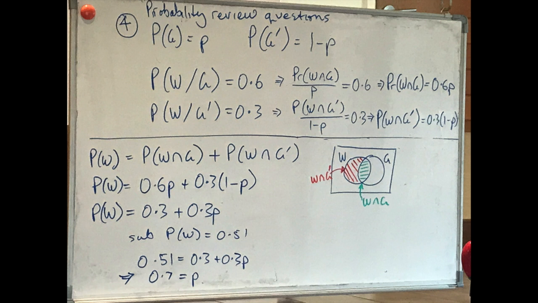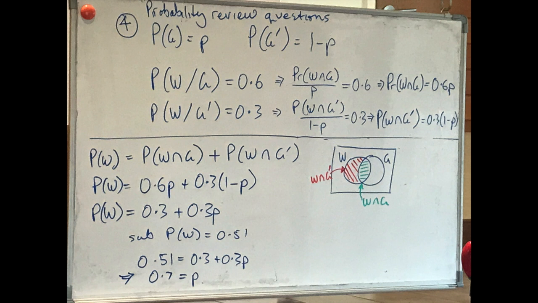Our question was asking about the probability of winning, so I better come up with an expression for that, and I can do that by adding those two expressions together. If you look at the Venn diagram there, W intersection not G and W intersection G are represented by that red and green area. Add them together and you get all of W: winning where Gavin's not playing, plus winning where he is playing. Add them together and I get a new expression for W, 0.3 plus 0.3P.